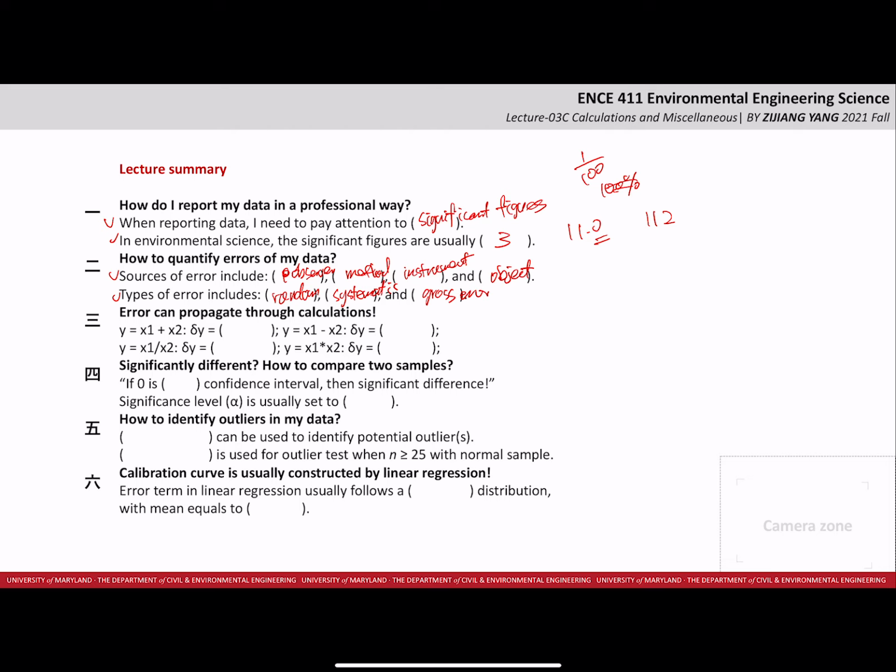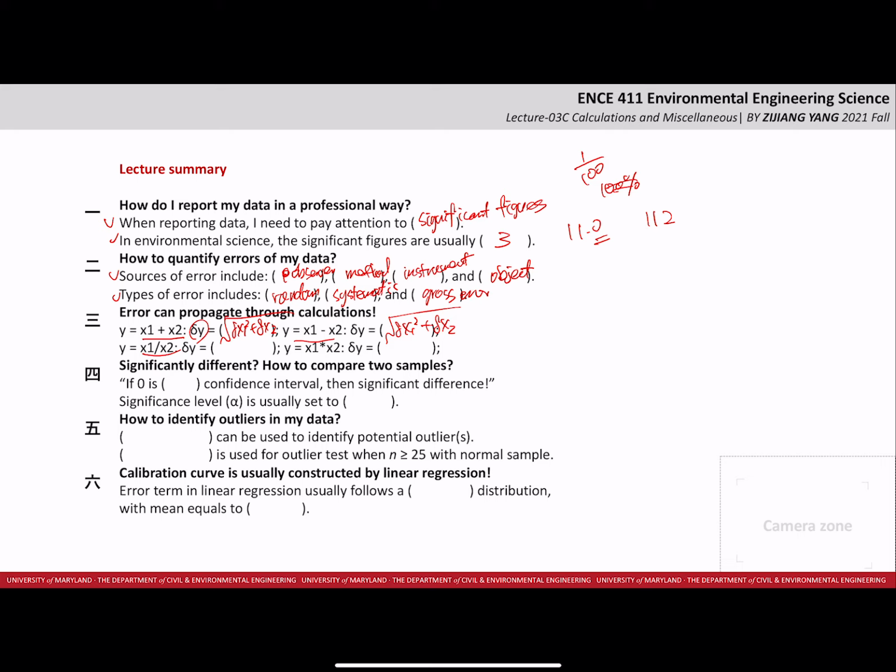And then for the error propagation equation, if y equals this, then delta y equals the square root of delta x1 squared plus delta x2 squared. We need to take the square root, right? And for subtraction, they are the same: delta x1 squared plus delta x2 squared, and then we take the square root.